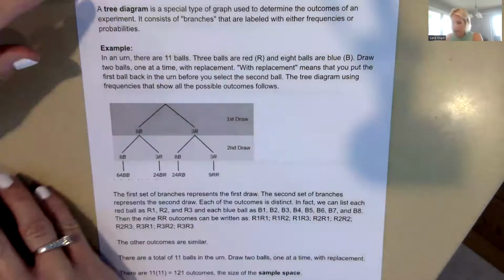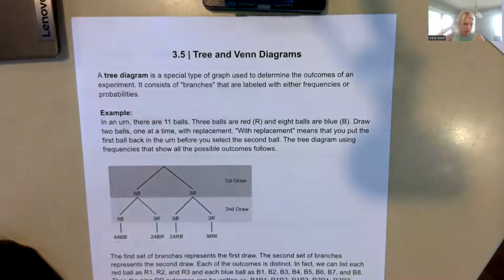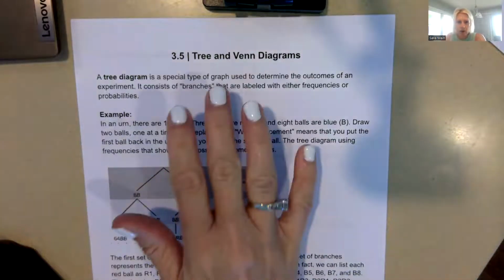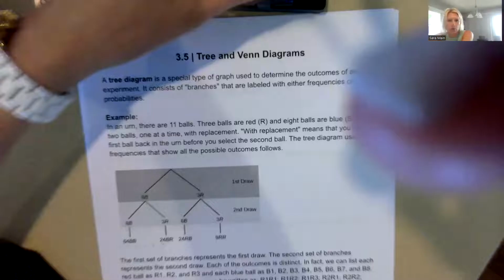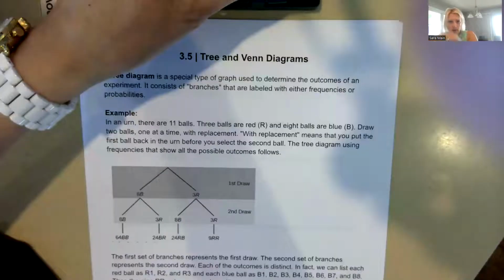Welcome back for lesson 3.5. We are now going to use another visual way to display probability data and outcomes, and that is called a tree and Venn diagram. There are two diagrams that we're going to use. The first is going to be the tree diagram.